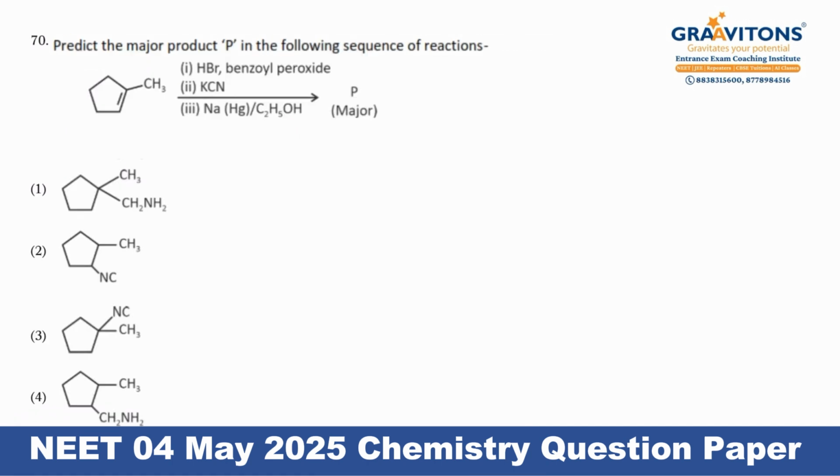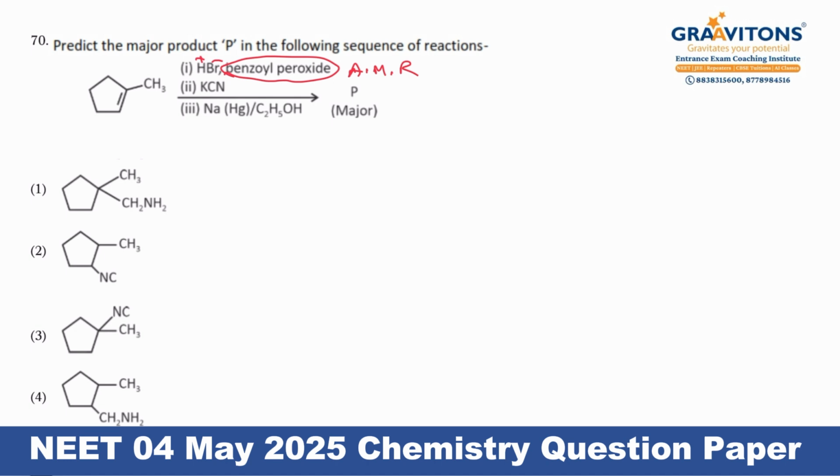Predict the major product in the following sequence of reactions. So when you consider the given structure, 3 reagents are given. Okay, the question is from hydrocarbons. Whenever benzoyl peroxide is present, it follows the anti-Markovnikov rule. So this negative part will move to the carbon containing more number of hydrogens.